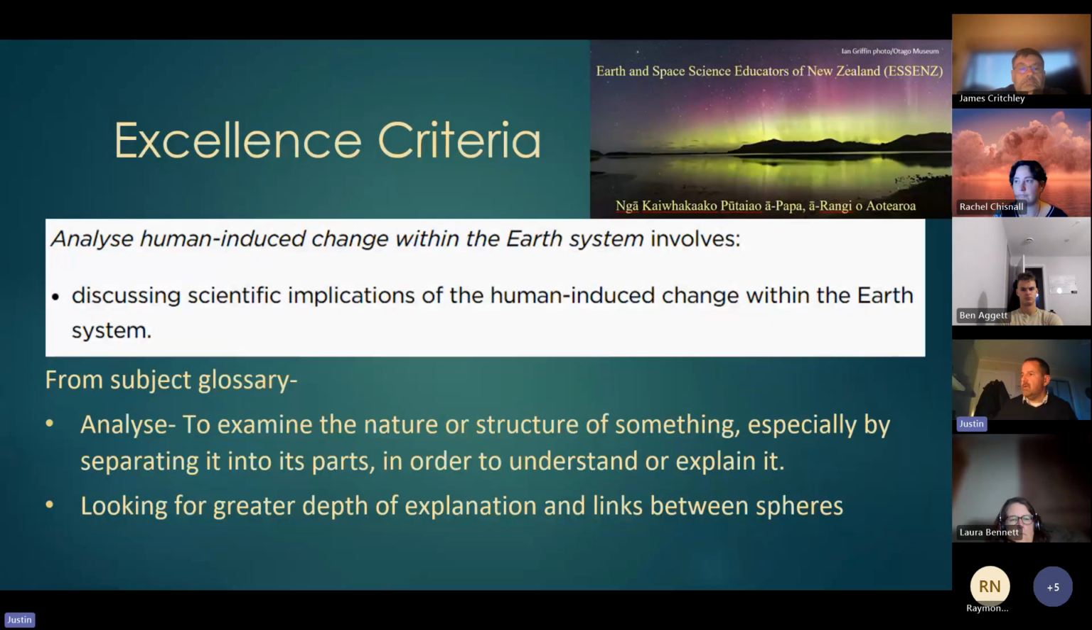So if everybody wants to have a look, I've put on a definition of analyze from, again, the glossary on the NCEA website. And that's to examine the nature or structure of something, especially by separating it into parts. Well, we need to be talking about two spheres, but I think we also need to be talking about how those two spheres are integrated in order to understand it. On the whole, we're looking for a greater depth of explanation and a greater depth of link between the spheres, whereas that was only kind of implicit in the merit. I'd be looking for a bit more depth and links from that.